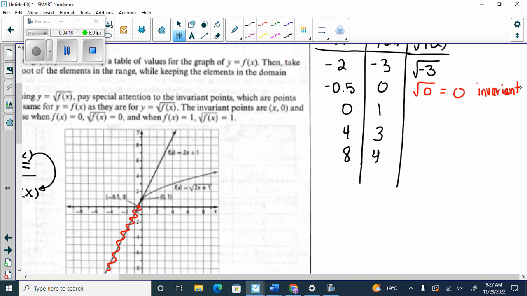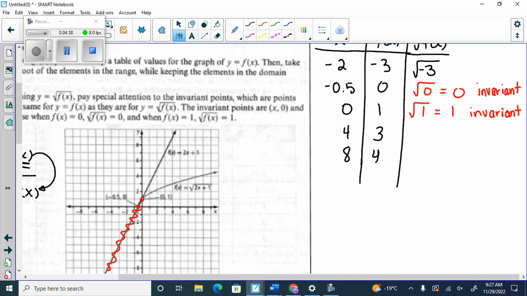And sometimes that's the only question they ask you. Sometimes they'll say, what are the invariant points between y equals f of x and y equals square root f of x? And it's just when y equals 0 and y equals 1. So we go root 1, which is 1, which is still invariant, so it stays the same. So when I go to sketch a square root graph, I literally just go to these 2 points and I immediately make them the same.